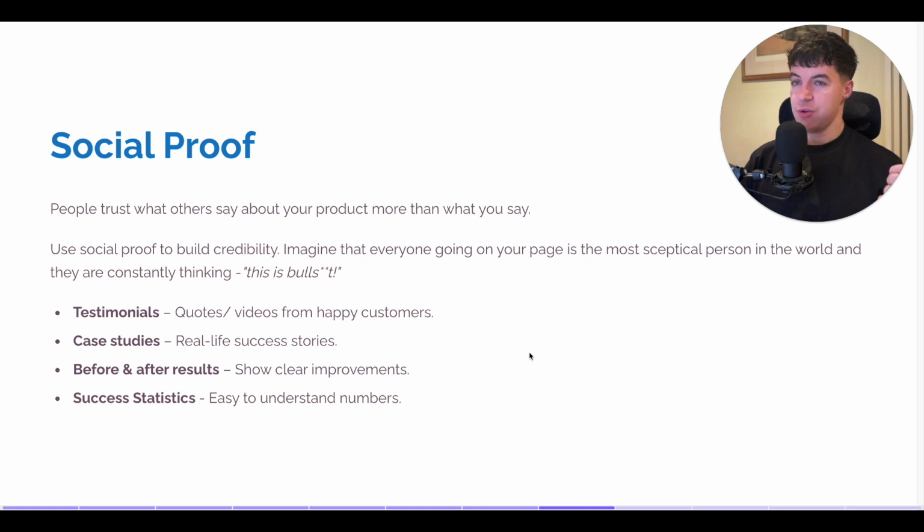But a lot of people, particularly in this day and age, struggle with trust. People don't trust people anymore, or hardly as much as they once did. So we need to make sure that we plaster our landing page with social proof so we can build up that trust as quickly as we possibly can.